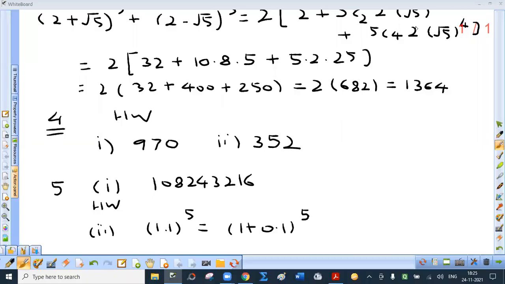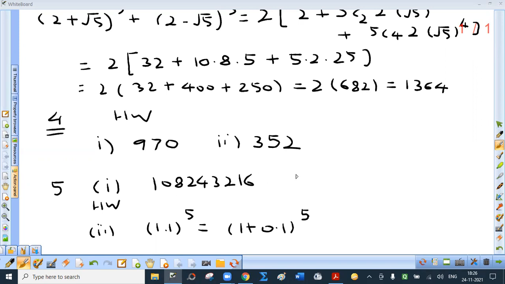Fourth part is for homework. Answers are given. Fifth one, using binomial theorem, find the value of first part homework, 102 raised to 4. You have to write 102 as 100 plus 2. So expand (100 plus 2) raised to 4 using binomial theorem. You may ask, can we write 102 as 99 plus 3? Yes, 99 plus 3 is 102. But powers of 99 cannot be obtained easily. Sorry, but powers of 100 can be obtained easily. So we write 102 as 100 plus 2. Okay, this is the answer.